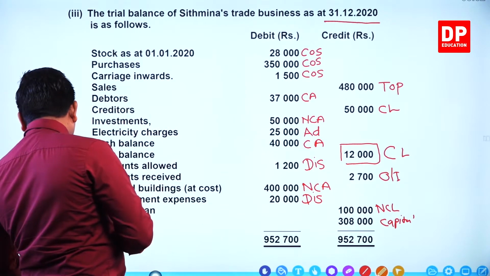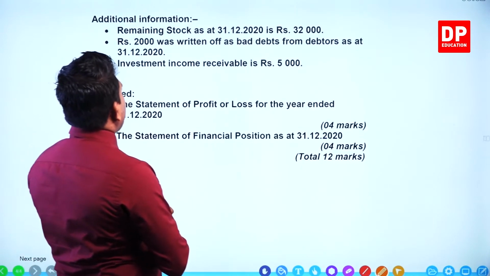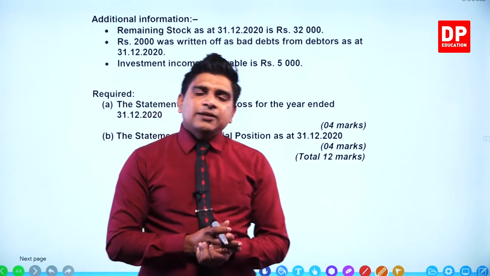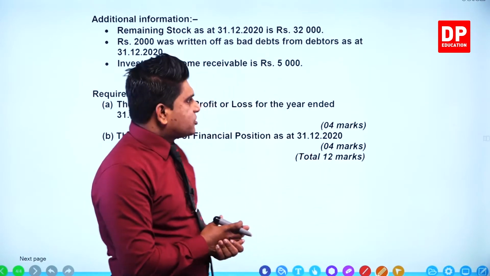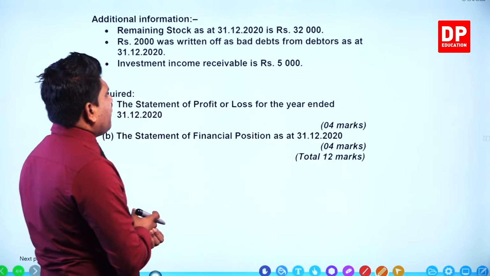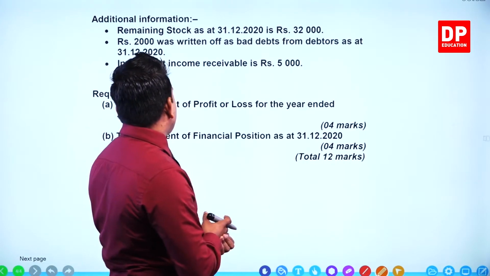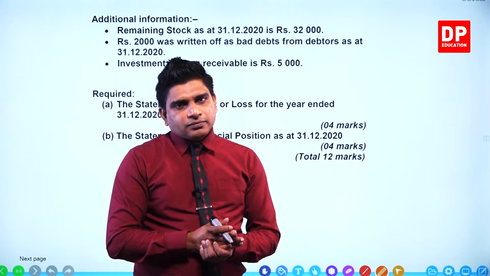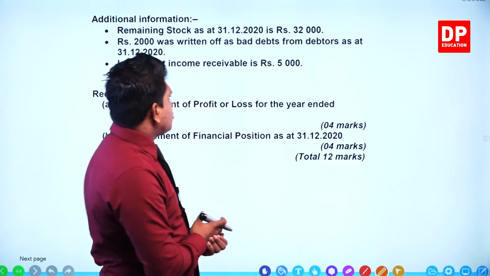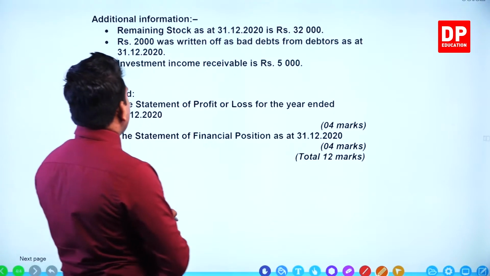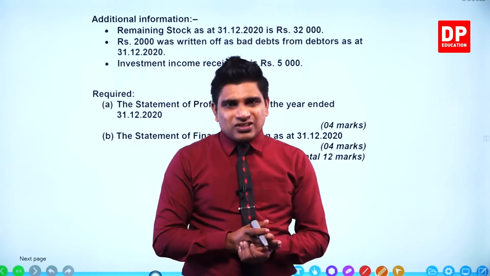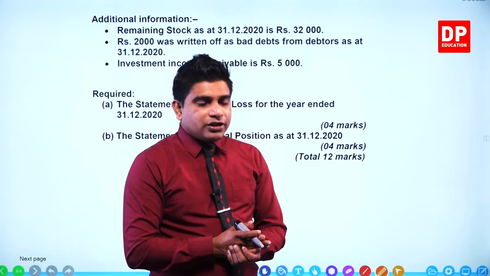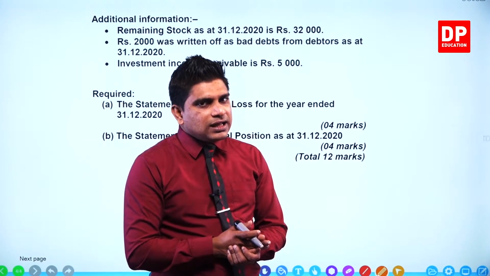Then we move to the additional information. You can see there, remaining stock, it goes to the current assets category and to calculate cost of sales, right? Then 2000 was written off as bad debts from debtors as at 31st December 2020. Bad debts go under the distributing expense in the profit and loss statement. Investment income receivable is other income, and the receivable goes under the current assets, right?